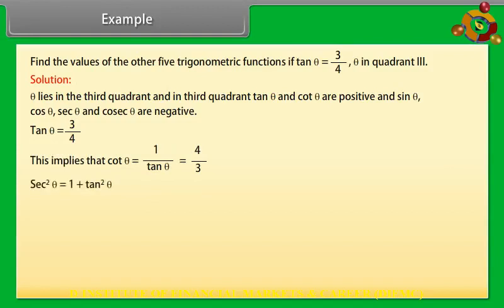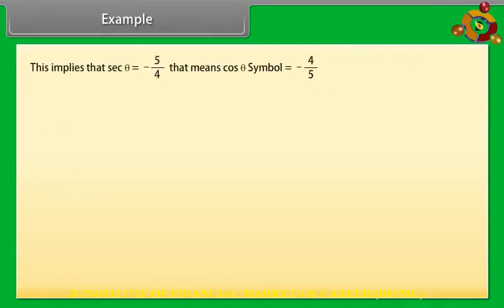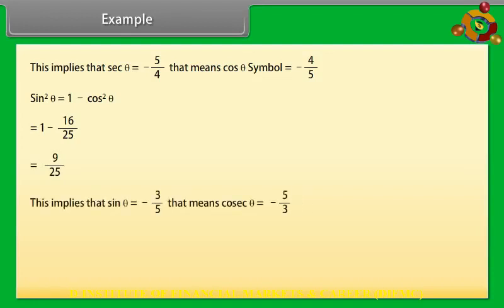Sec square of theta is equal to 1 plus tan square of theta, equal to 1 plus (3 by 4) whole square, equal to 1 plus 9 by 16, equal to 25 by 16. This implies that sec of theta is equal to minus 5 by 4. That means cos of theta is equal to minus 4 by 5. Sin square of theta is equal to 1 minus cos square of theta, equal to 1 minus 16 by 25, equal to 9 by 25. This implies that sin of theta is equal to minus 3 by 5. That means cosec of theta is equal to minus 5 by 3.